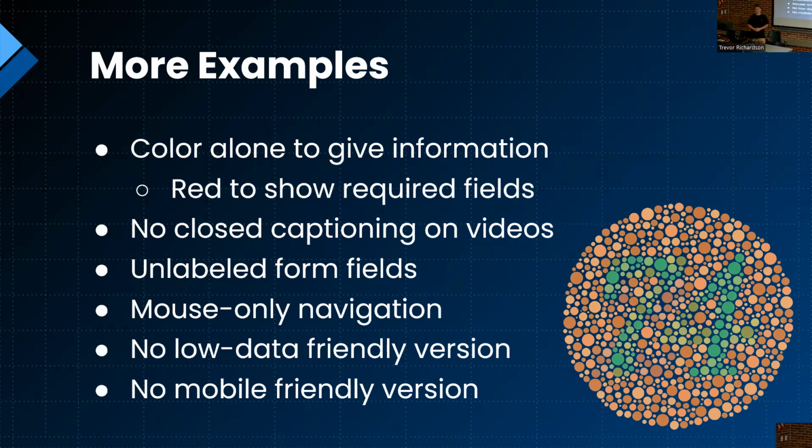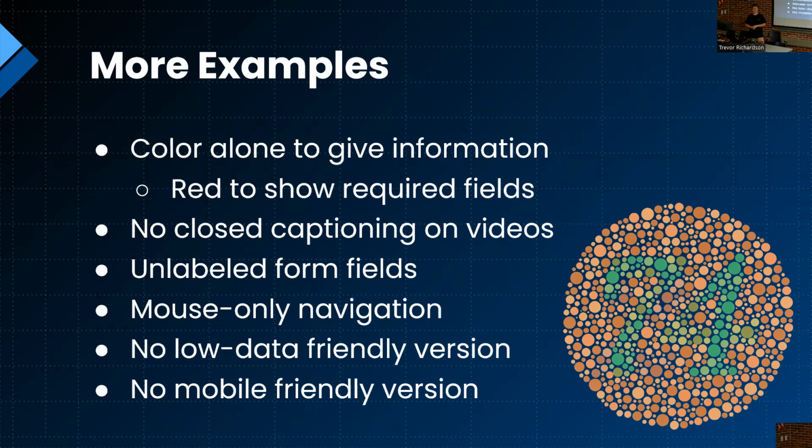Unlabeled form fields. Basically, if someone's blind and using a screen reader, it'll read out what the form field is supposed to be. So that's like that gray text that's inside of the form. Using mouse-only navigation. If someone's only able to navigate with the tab button or using vocal cues to go to the next tab, your website wouldn't be accessible if you have to click somewhere specific and you don't have support for that.